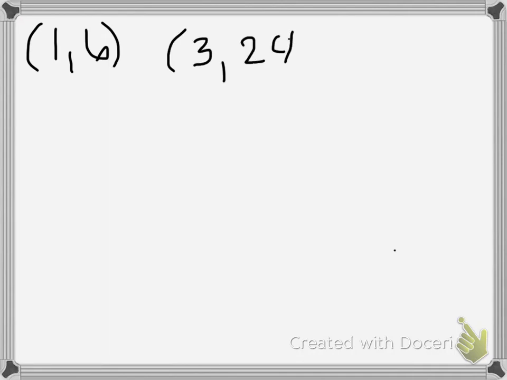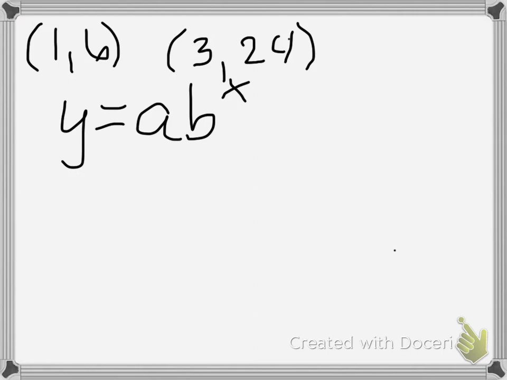So if I'm looking at that, I know I have the equation y equals a times b raised to the x power. I'm going to plug in 6 in place of my y, and I'm going to keep my a and my b. I don't know what they are. That's what I'm trying to solve for. And I'm going to plug in 1 in place of my x, because that's what x is when y is 6.